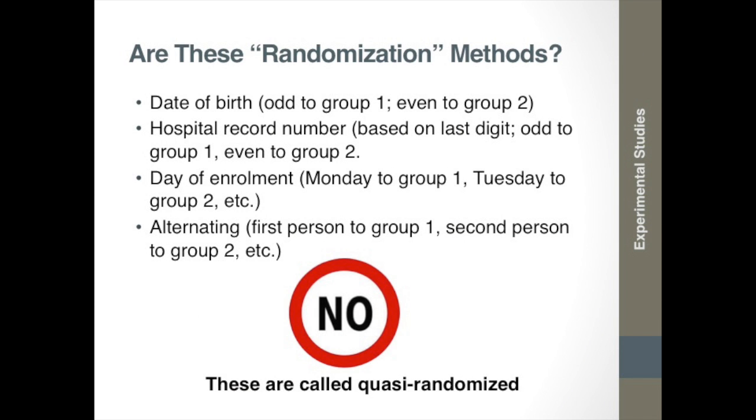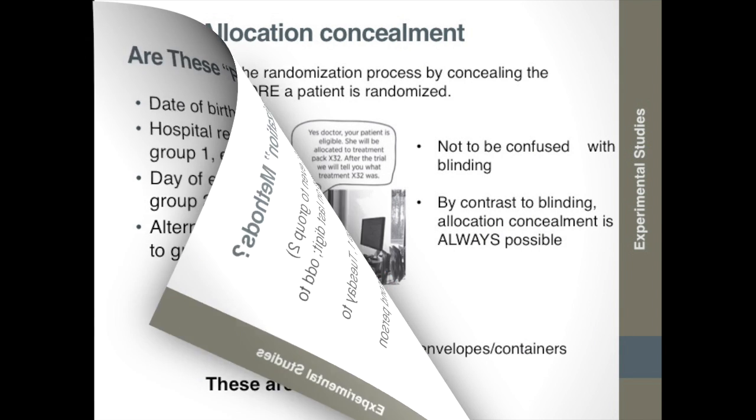There are methods of treatment allocation that are not appropriate, such as date of birth, hospital record numbers, day of enrollment, or alternating by the sequence of presentation. These are not methods of randomization.